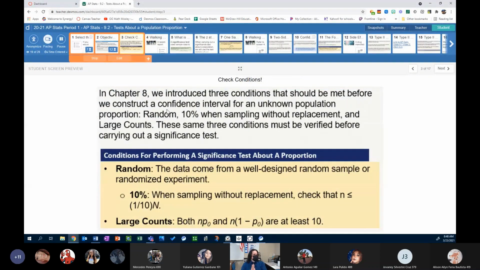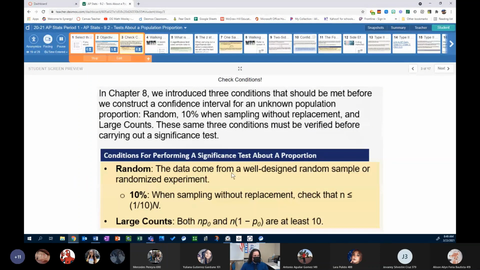All right, so as in chapter 8, we introduced 3 conditions that should be met before we construct a confidence interval for an unknown population proportion: the random, 10% when sampling without replacement, and large counts. These same 3 conditions must be verified before carrying out a significance test. Right? So again, we have basically the same set of conditions, and now we're retitling it conditions for performing a significance test about a proportion.